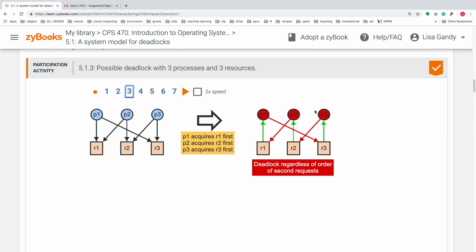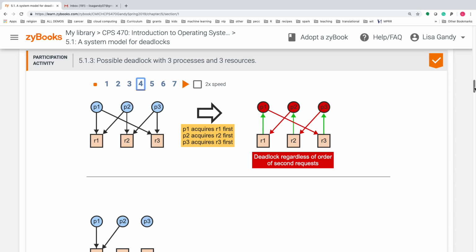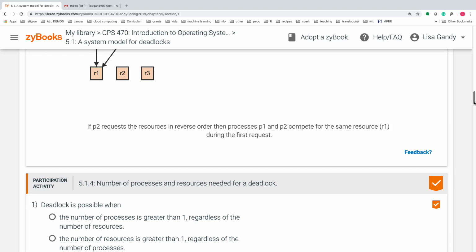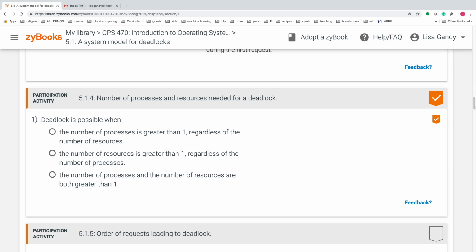Okay, and this whole thing is saying deadlock occurs regardless of the order of the second request. It does not matter the order; this could be any order. We're not going to go through this. You can, but this is just showing ways that deadlock couldn't occur. There are lots of ways; this is the one way deadlock could occur, and there's a bunch of ways deadlock couldn't occur. So we're not going to do that. Okay, deadlock is possible, and we're going to do more examples.